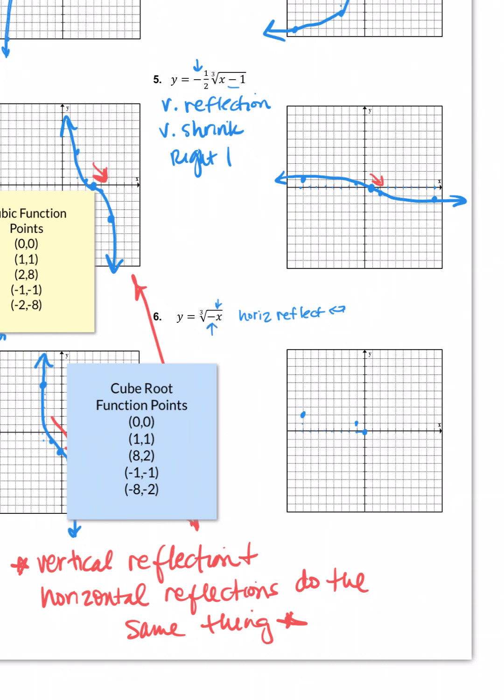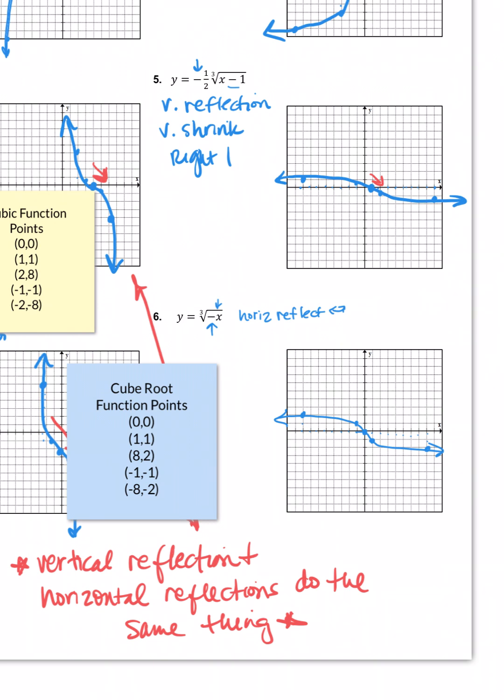It's affecting the x's. Now, going the other direction, where I normally would go left 1, I'm going to go right 1 and down 1, and then I'm going to go right 8 and down 2. And that will give me my horizontally reflected cubic function.